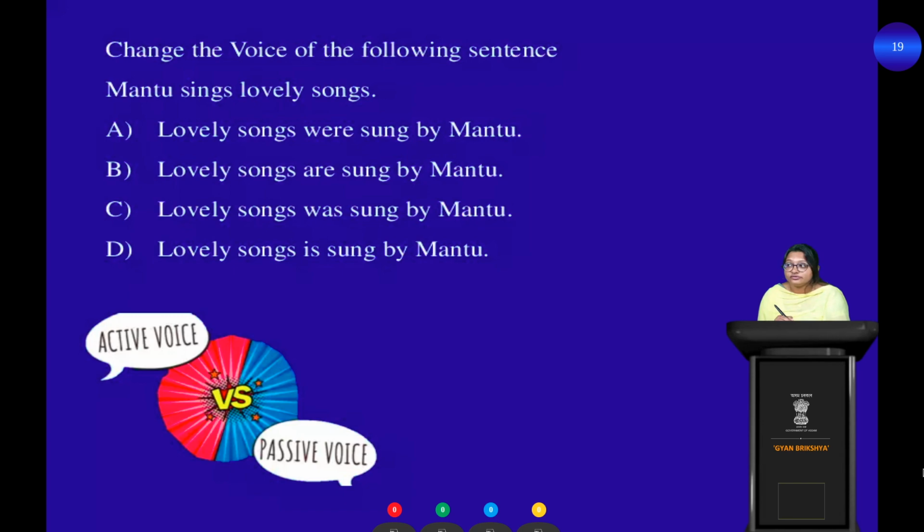All right, very good. Look at the four options very carefully and then go ahead with your answer. Okay. So what is the correct response? Very good. So correct response is option B, right? So Mantu sings lovely songs, active voice, and the passive voice is lovely songs are sung by Mantu. Clear? Okay. Now let's see.